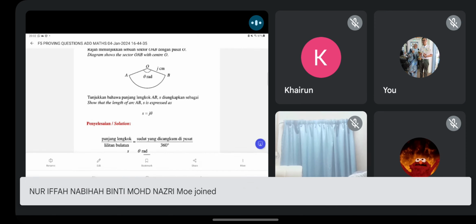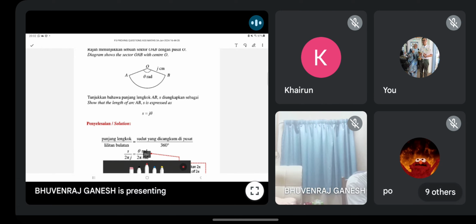Okay, so guys, this is the first formula you all must know how to prove lah. S equals j theta. Okay, don't mind if my voice is not so nice, suara saya tak sangat bagus, because I'm actually a bit sick, sedikit tak sihat, but I'll try my best lah. Okay, so S is j theta. So this one they can ask you to prove, lah, panjang lengkok AB.